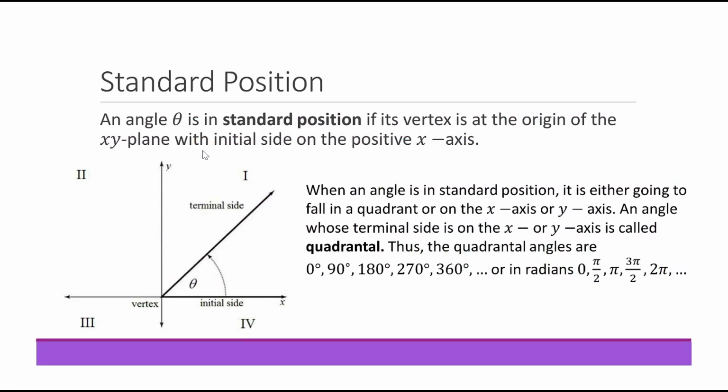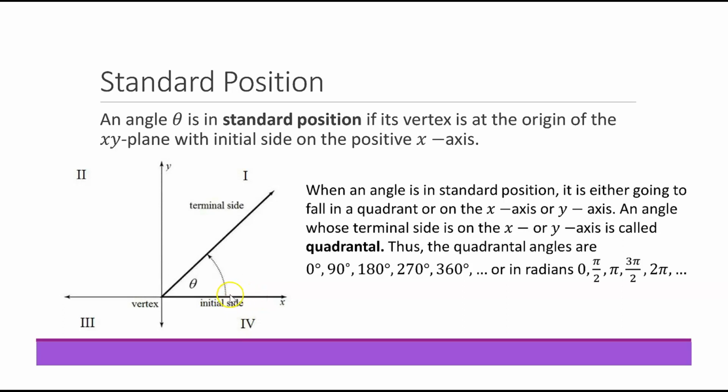In trigonometry, we deal with a lot of angles in standard position. So an angle theta is in standard position if its vertex is at the origin of the xy plane with the initial side on the positive x-axis. So let's go ahead and take a look. Here we have an xy plane, and the vertex is at the origin 0, 0, and the initial side of the angle is along the positive x-axis.